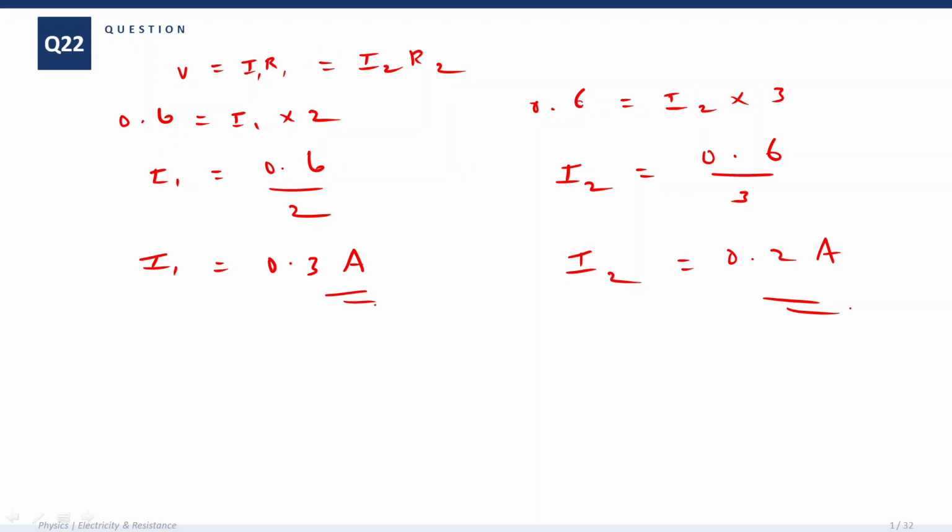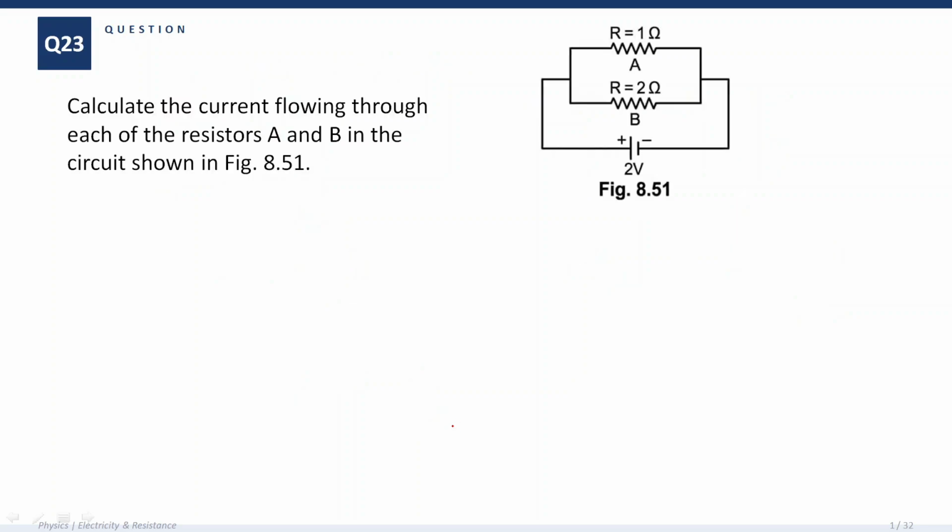When the resistors are connected in parallel, the same voltage is applied across the resistors, and the resistance is inversely proportional to current flowing through it. More resistance, less current flows through it. Less resistance, more current flows through it.